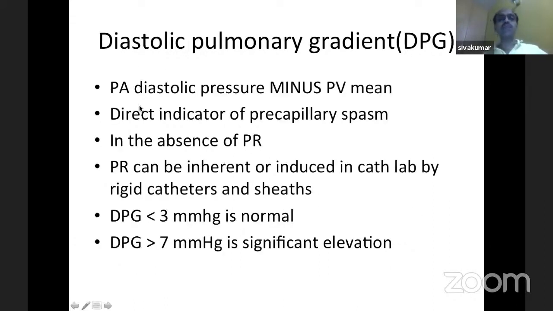Diastolic pulmonary gradient is PA diastolic pressure minus PV mean pressure or LA mean pressure. This is a direct indicator of precapillary spasm. In the absence of pulmonary regurgitation, the normal diastolic pulmonary gradient in a normal person is less than 3 millimeters of mercury, but more than 7 is significant elevation. We need to understand that pulmonary regurgitation can be created in the cath lab by rigid catheters, rigid guide wires, rigid sheaths, and so falsely the PA diastolic pressure can fall because of induced PR.